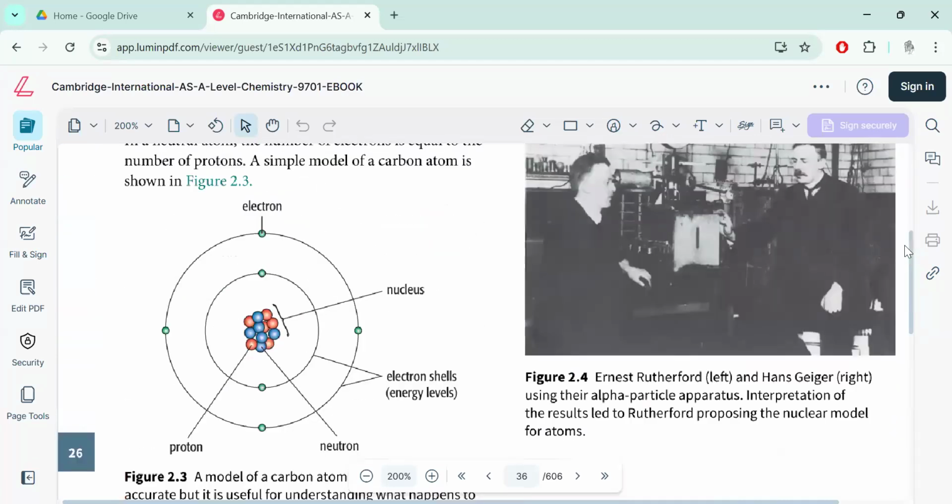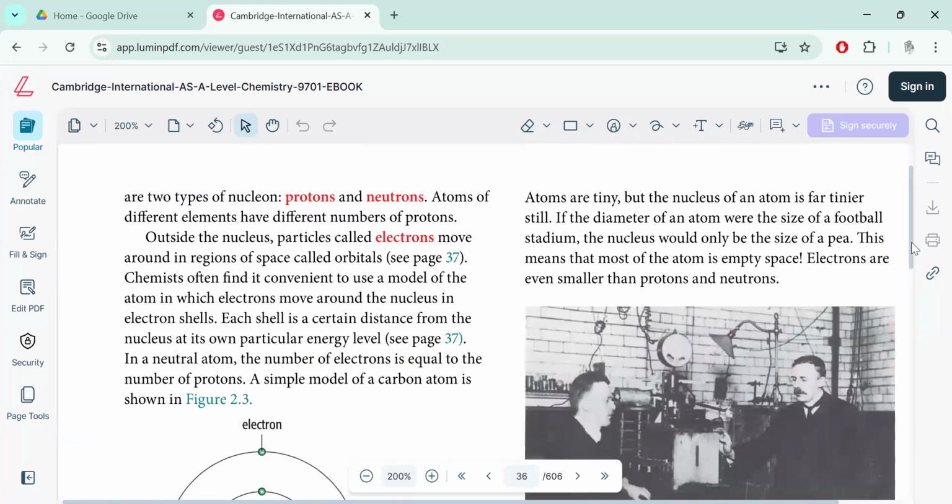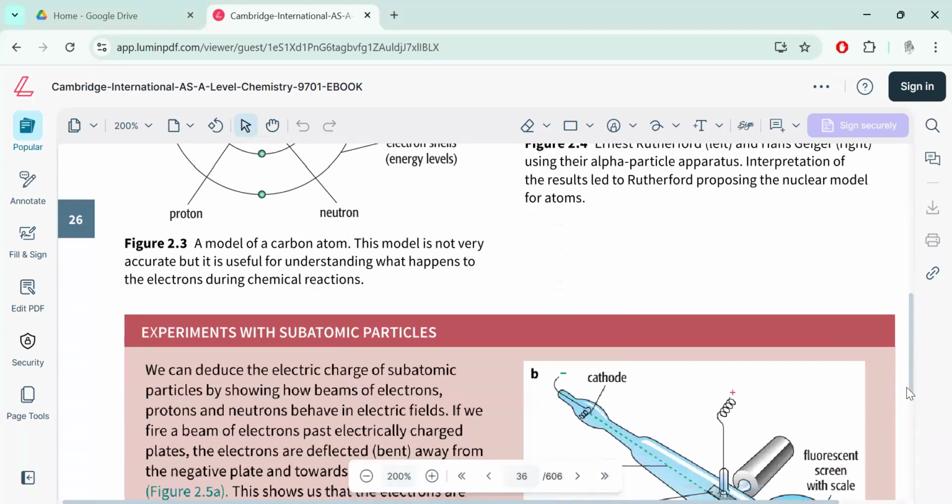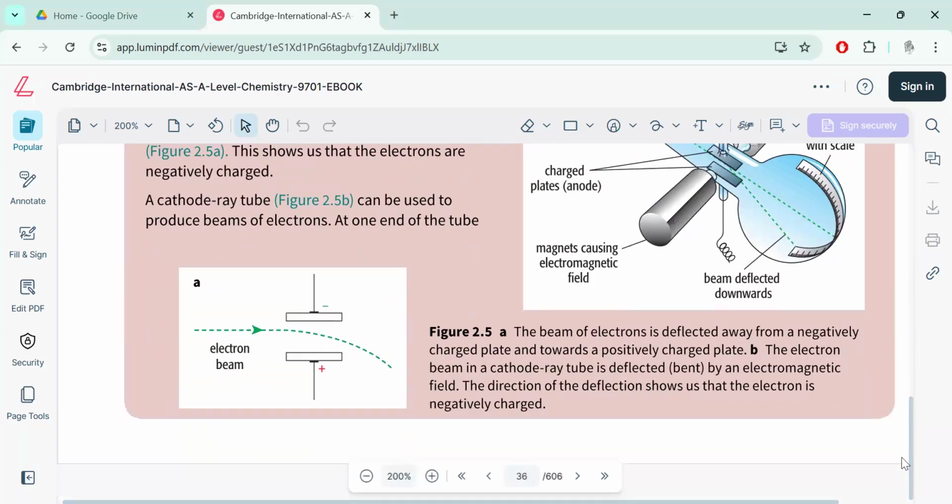So okay, I think we can skip this part. Atoms are tiny, but the nucleus of an atom is far tinier still. If the diameter of an atom were the size of a football stadium, the nucleus would only be the size of a pea. This means most of the atom is empty space. Electrons are even smaller than protons and neutrons, and actually lighter as well, the lightest of the particles.